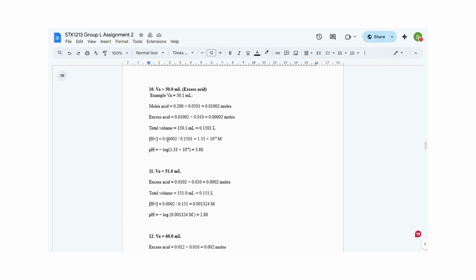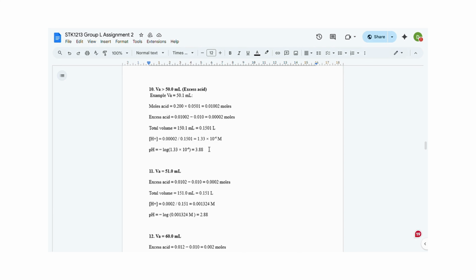So in this case, we have added more strong acid than needed to neutralize the base. So we now have leftover H plus ions in the solution. So we can ignore the weak conjugate acid because the strong acid dominates. So that's how we find the pH. So that's why we only calculate the H plus ion here.